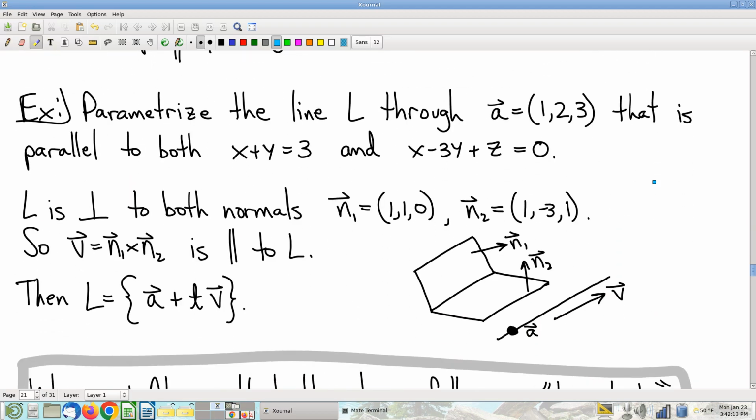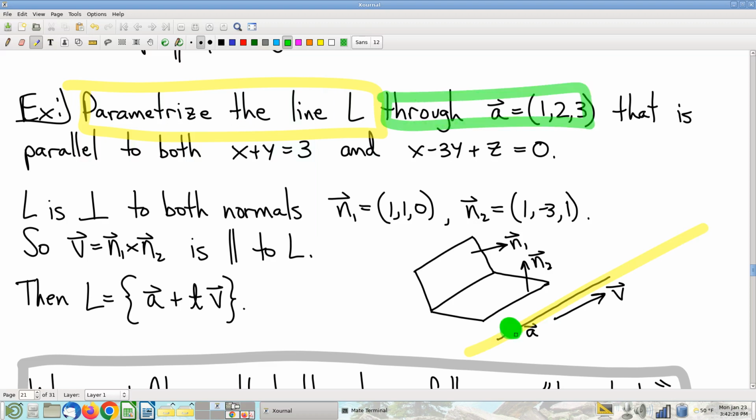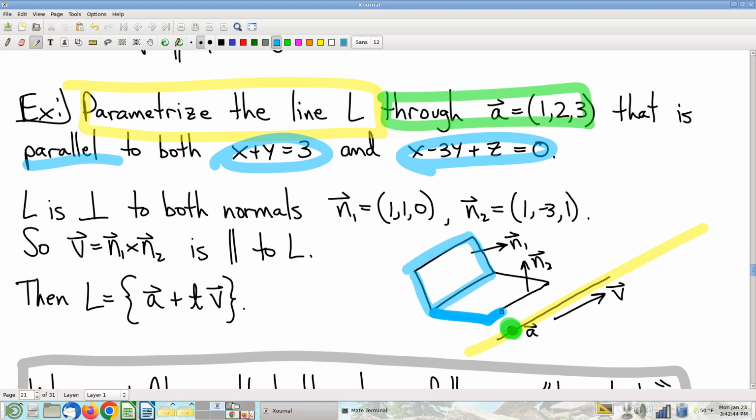Okay, here's another one. This is another sort of puzzle type question. We're going to be looking to parameterize a line. This is a line L there. What I'm going to give you about this line is it contains this point A, 1, 2, 3, and it is parallel to both of these planes. Let's see, I'll use blue here. Parallel to that plane and that plane, here and here. So the direction vector V has to be parallel to both of these planes.